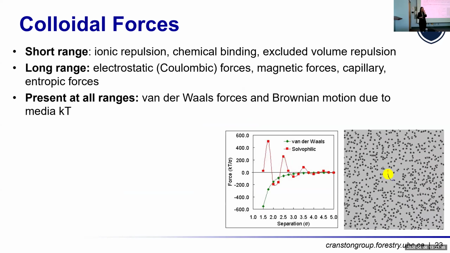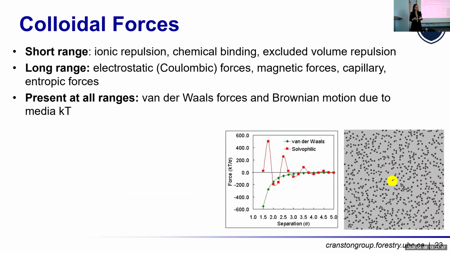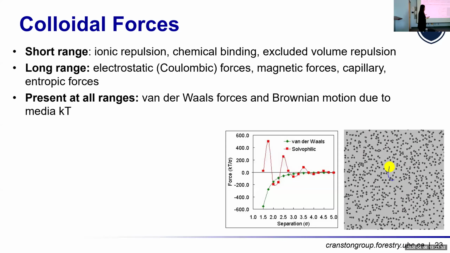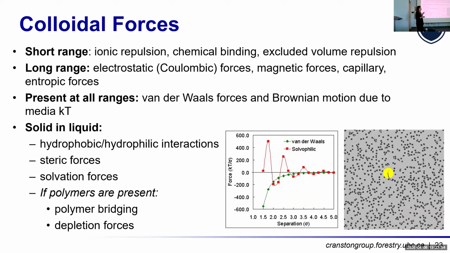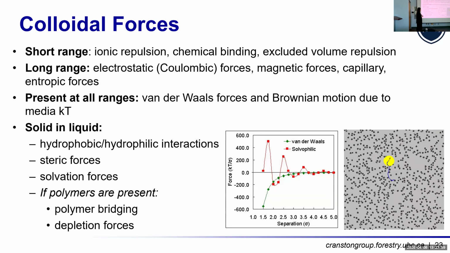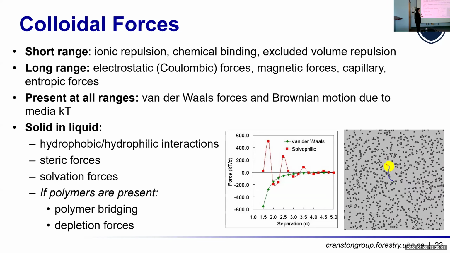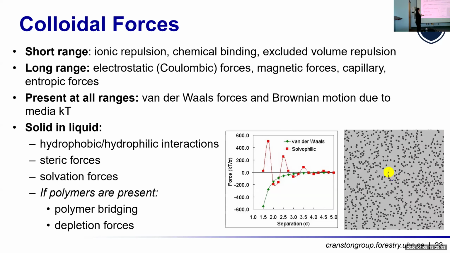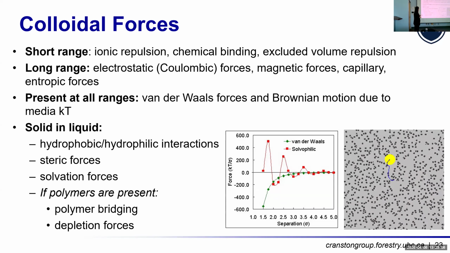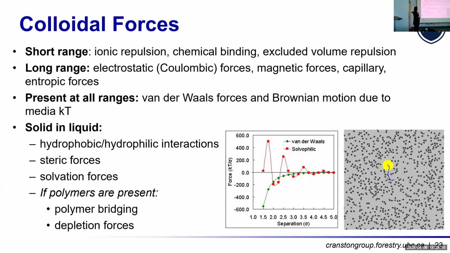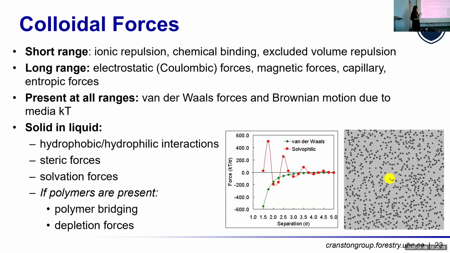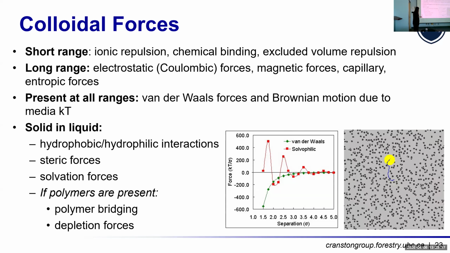And so these are the forces we need to characterize to know whether something is going to be stable or unstable. There are lots of different kinds of colloidal forces we can measure: short range, long range, and those that are present at all ranges. When we're talking about solid particles in liquids, we can infer hydrophobic and hydrophilic interactions, steric forces, and solvation forces. So this is showing ordered solvent molecules as you push through with a probe. If we've got polymers, there's polymer bridging and depletion forces. There are lots of options, which can make data interpretation very interesting.